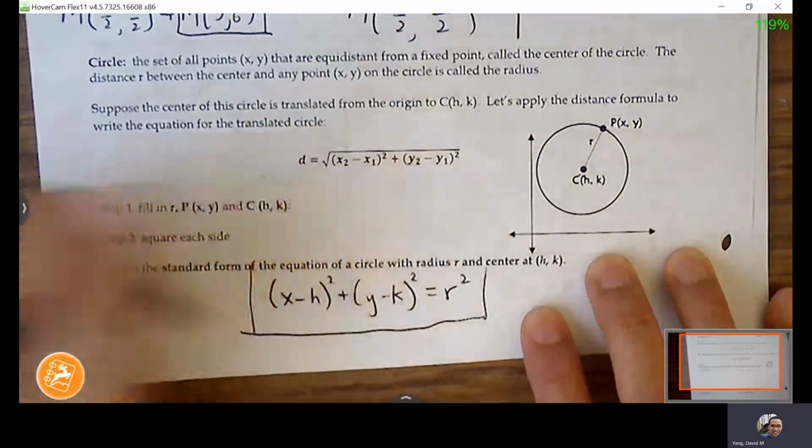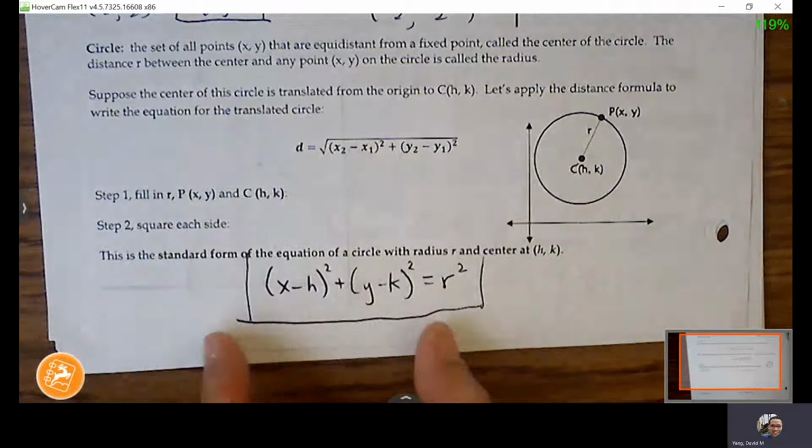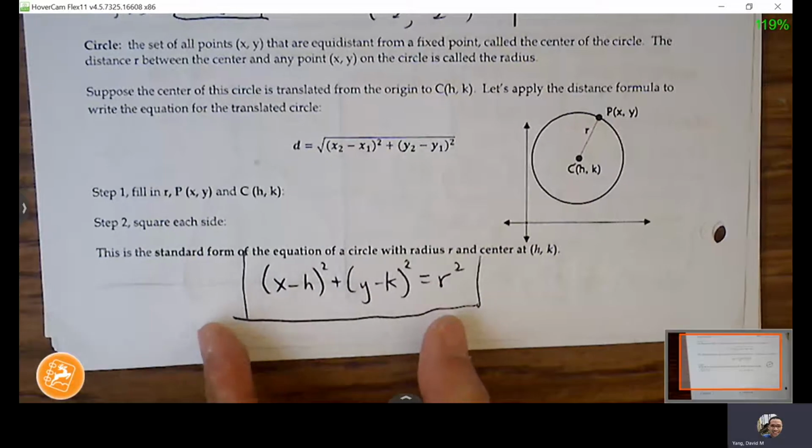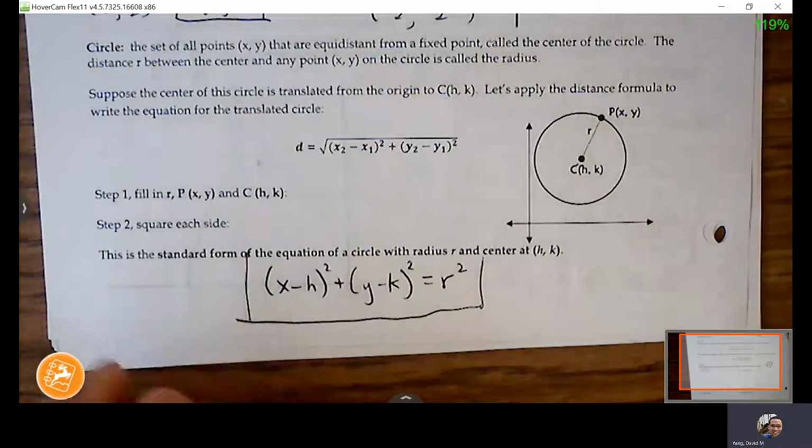So you can kind of see that Pythagorean theorem notation in our circle standard equation.